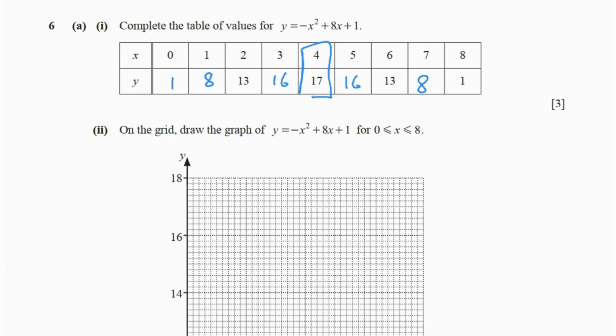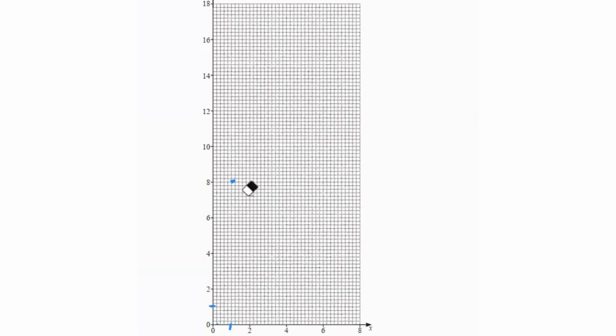So next, what they're asking us to do is to sketch the graph. So let's write down the coordinates first. Okay, so let's sketch this. So 0, 1 is going to be over here. 1, 8 is this one. 2, 13.